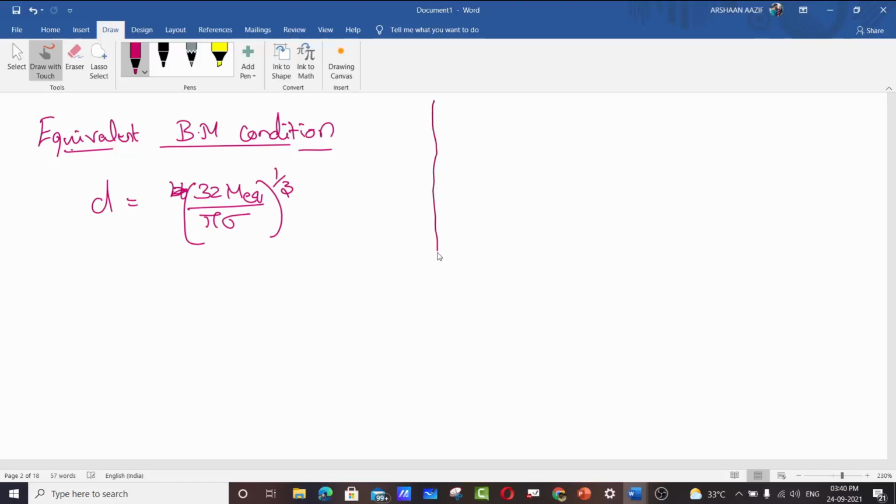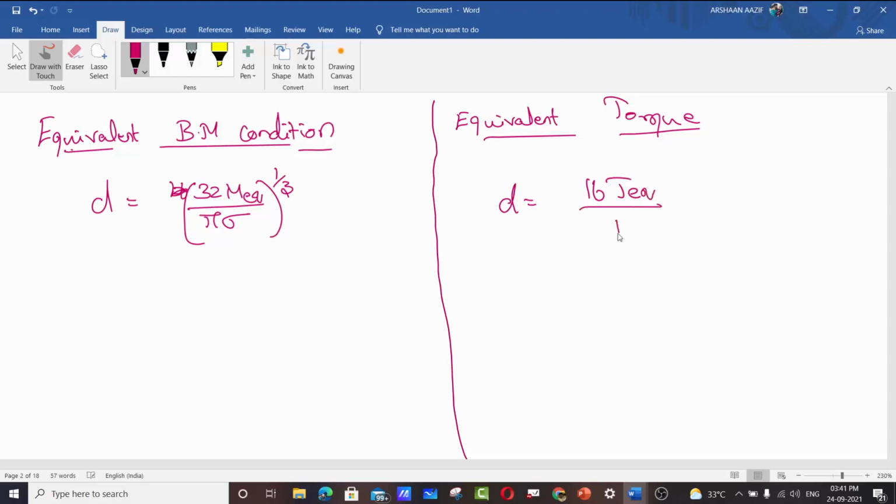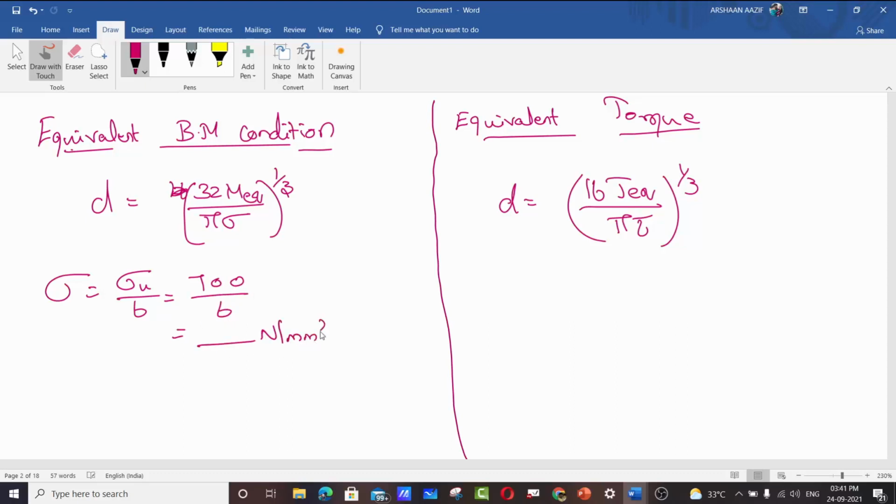And according to the equivalent shear stress or equivalent torque equation, D is equal to 16 times the equivalent torque divided by pi tau, the whole power 1 by 3. So 32 is a numerical value, pi is a numerical value, and the sigma that we are going to use is sigma u by 6, which is 700 divided by 6. So we will get it in Newton per mm square.